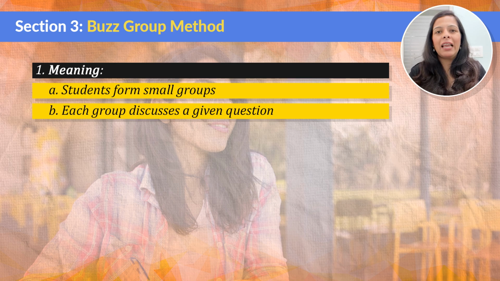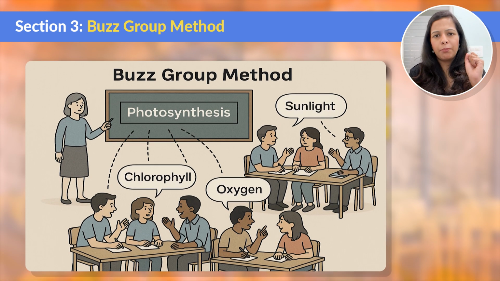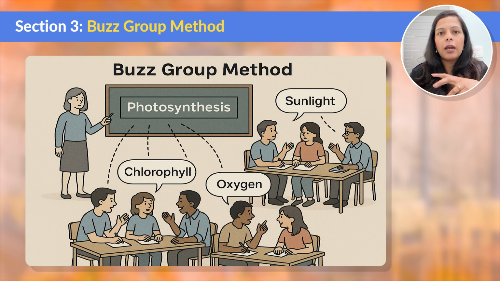This setup allows everyone to speak without feeling nervous and to start sharing their ideas more and more freely. After the discussion, each group shares their main points with the whole class. This way, even quieter students get a chance to contribute and the class benefits from multiple viewpoints in a short span of time. For example, we talked about science earlier, now let's take an example from biology.